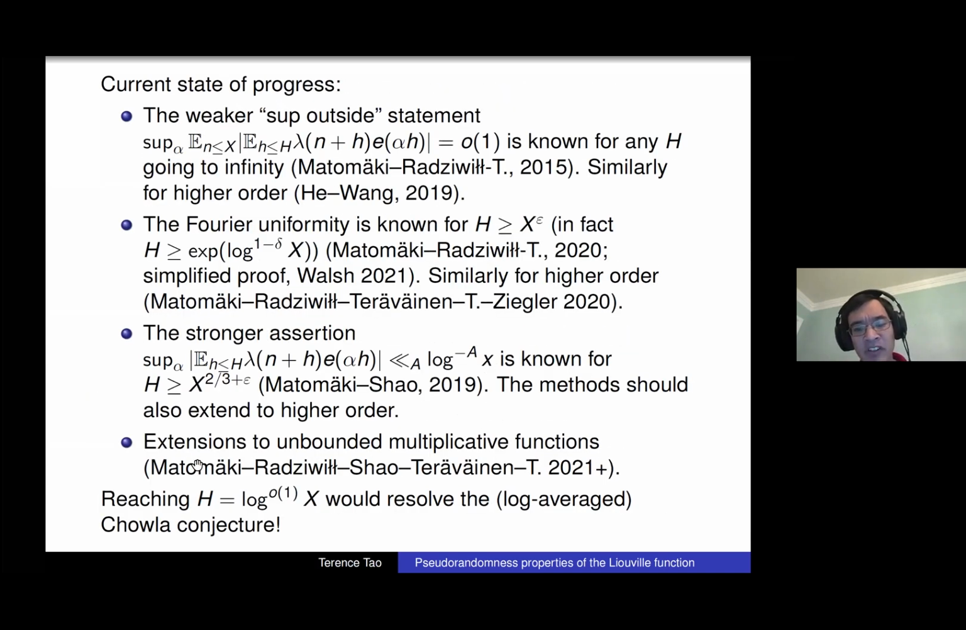And in work in progress, we are extending these results not just to bounded multiplicative functions, but to unbounded multiplicative functions like the divisor function. So we can get h down to about x to the epsilon. If we can get h down to log x to the epsilon, we would get the Chowla conjecture. But there's this huge barrier in the way, unfortunately.